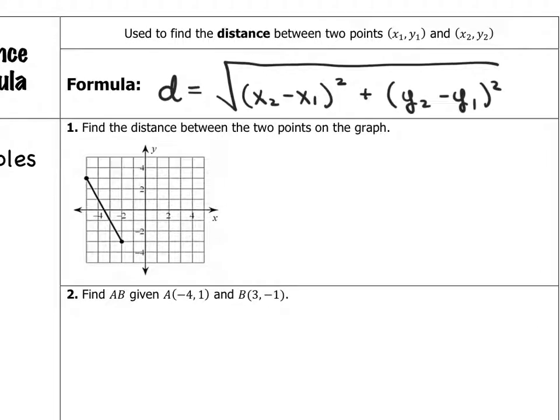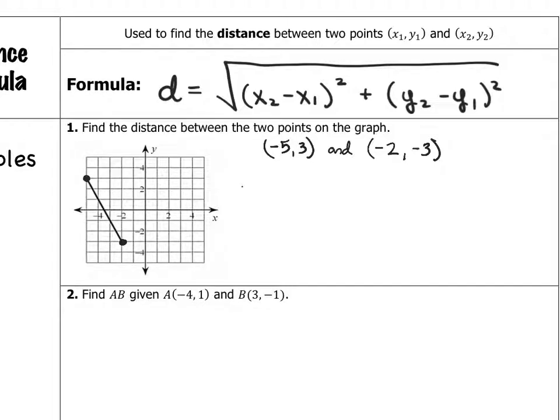Example 1, we're given the graph with a line segment, and we're asked to find the distance between the 2 points on the graph. So let's start by labeling those 2 points. This first point on the left is -5, 3. And the second point on the bottom right is -2, -3. So we're finding the distance between -5, 3 and -2, -3.